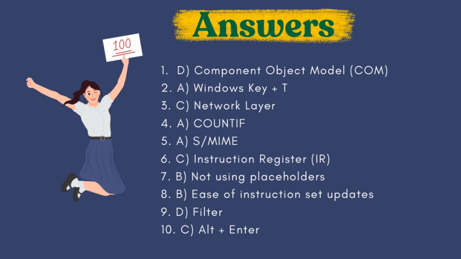Question 5's correct answer is A, SMIME. This protocol provides secure email communication through encryption and digital signatures, safeguarding sensitive information. For question 6, the answer is C, Instruction Register, or IR. This register temporarily holds the current instruction being executed, playing a crucial role in the CPU's processing cycle.